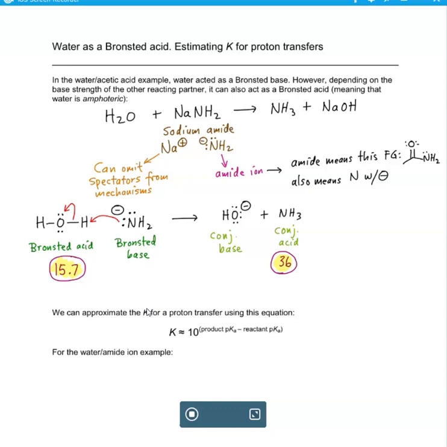That pKa value applies not only to ammonia, but to amines as well. So 36 is the pKa for protons attached to nitrogen atoms in either ammonia or amines.